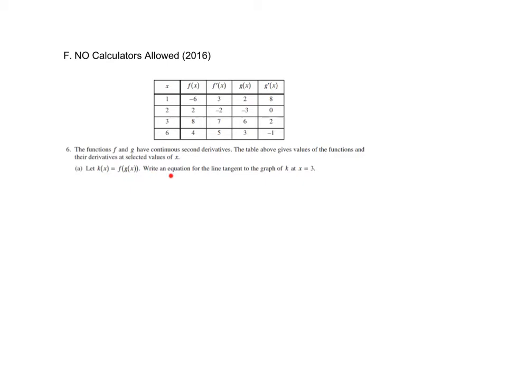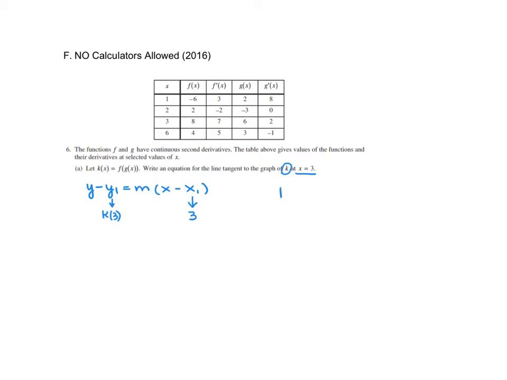And we want to write an equation of a tangent line. And when we see those words, equation of a tangent line, the first thing that should come into your mind is y minus y sub 1 is equal to m times x minus x sub 1. And in this case, we know that x is equal to 3, so x sub 1 is 3. And we're finding the equation of a tangent line to the graph of k, which means y sub 1 has to be k of 3.